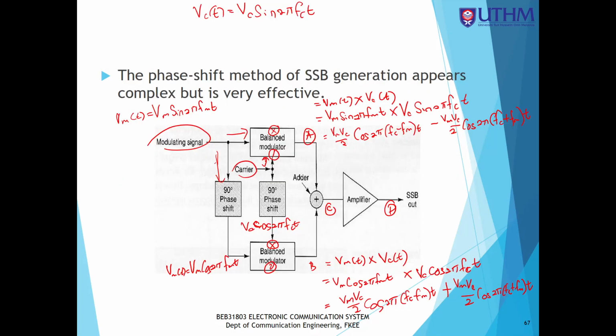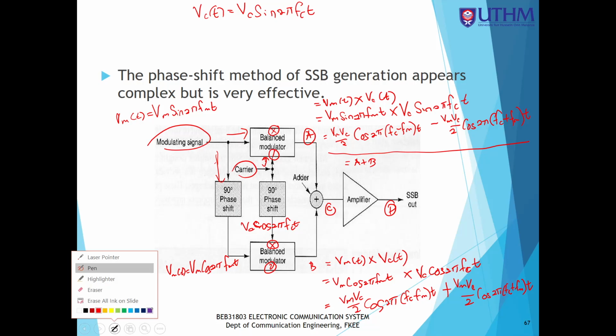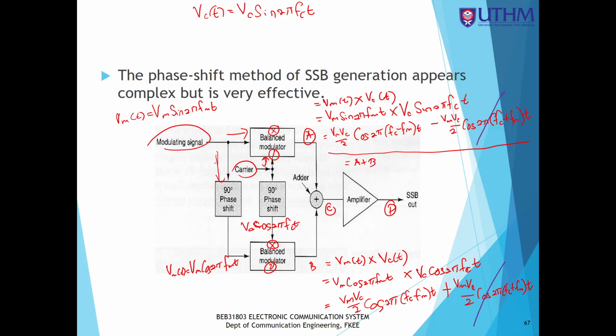Okay. And then at point C, both A and B is plus. So at point C, it becomes A plus B. So what happened when A plus B? Actually we can cancel out the upper sideband because plus and minus. So we add Vm Vc over 2 cos 2 pi (Fc minus Fm), so we add the lower sideband.